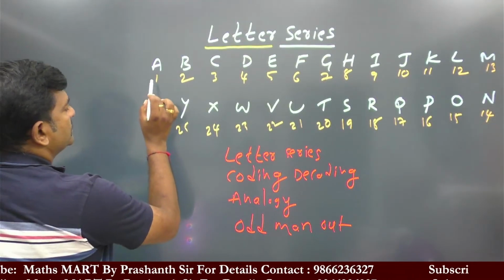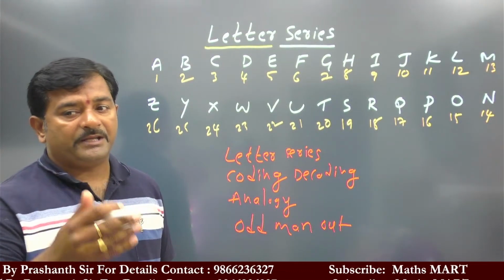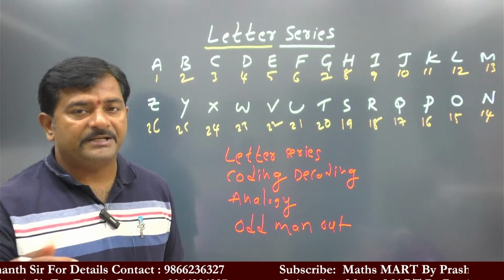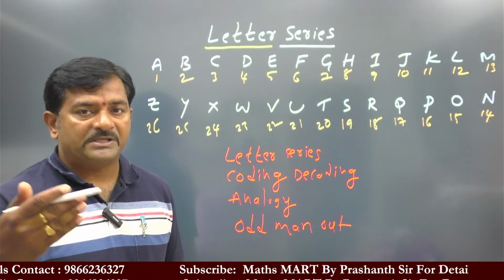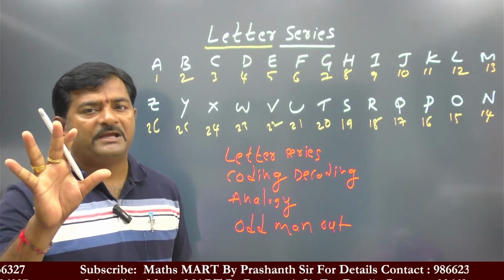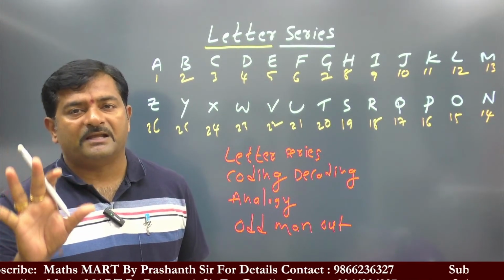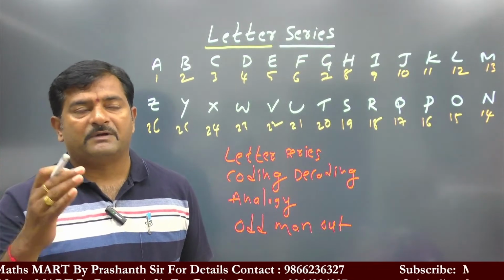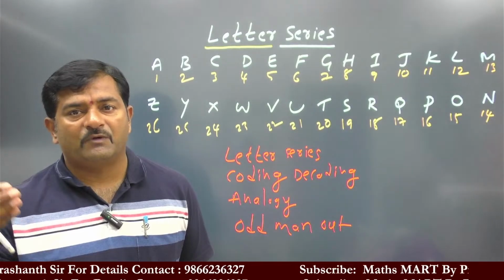Just observe here. Take only the first 5 letters. What are the first 5 letters in the alphabet? A, B, C, D and E also. Now A means 1, B means 2, C means 3, D means 4, E means 5. Just learn only 5 alphabets. Initially focus on learning the numbering of only 5 alphabets. A, B, C, D, E means 1, 2, 3, 4, 5.